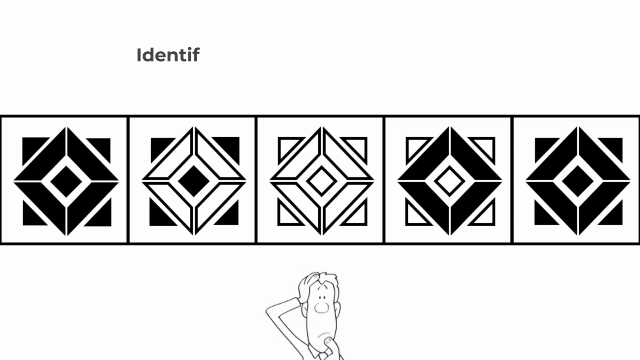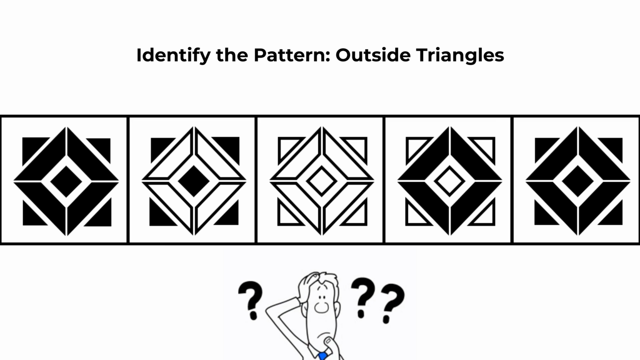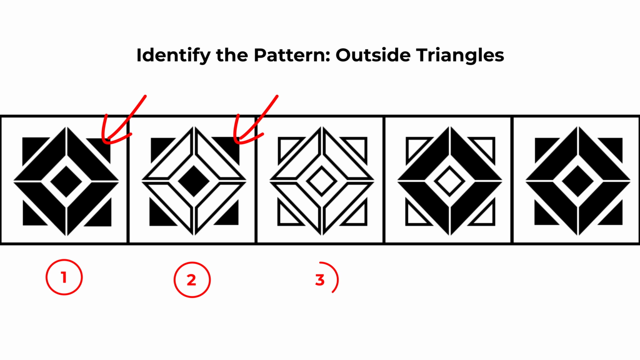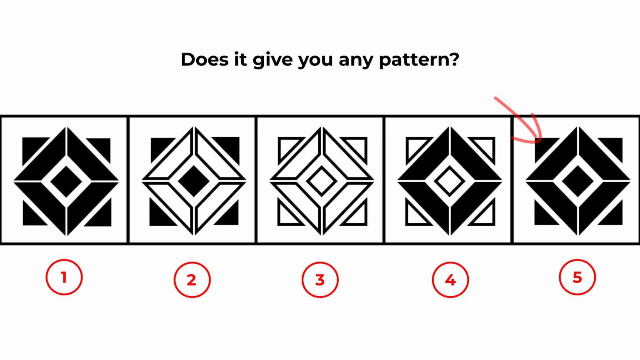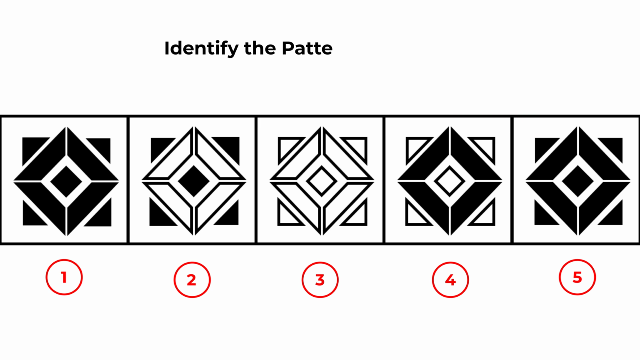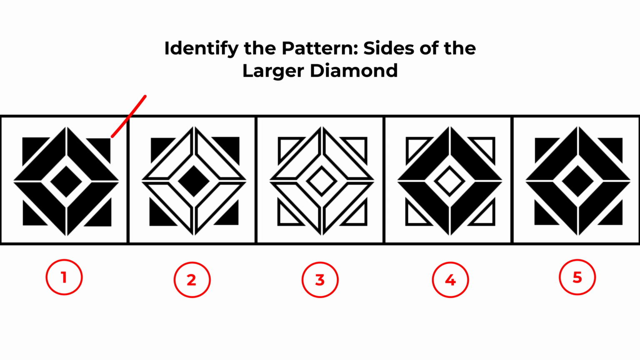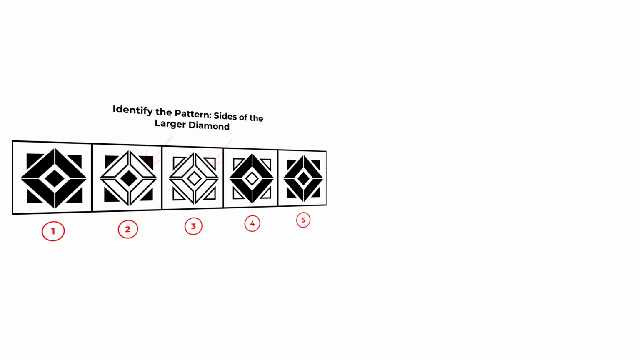Now, there is also a pattern of outside triangles. You see that outside triangles in shapes 1 and 2 are black, in shapes 3 and 4 are white, and in shape 5 are black. Does it ring a bell? Doesn't it give you a pattern? And then the third pattern is the sides of the larger diamond. If you look closely, you see that the sides of the larger diamond in the first shape are black, then we have 2 white shapes, and then 2 blacks again.